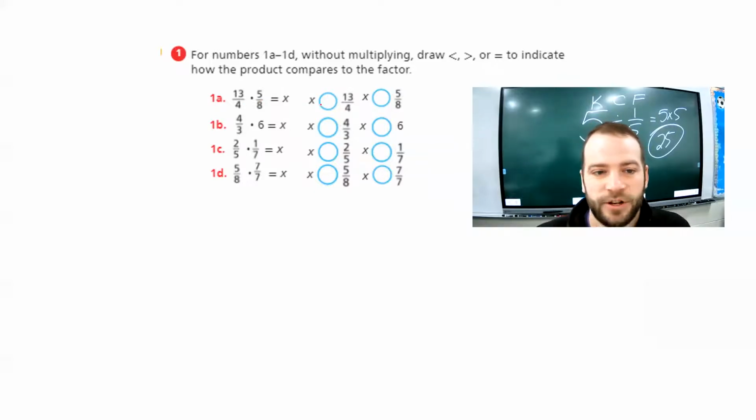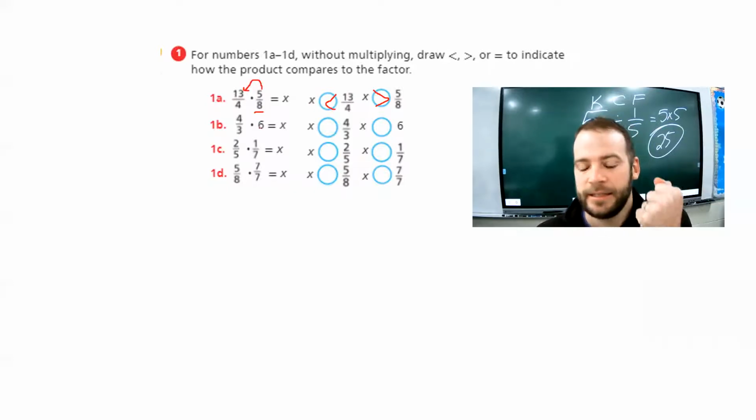So is the answer going to be bigger or smaller than 13/4? It's going to be smaller because 13/4 is getting multiplied by 5/8. Is the answer going to be bigger or smaller than 5/8? Well, the answer is going to be bigger than 5/8, because 5/8 is like, oh yeah, remember? I'm getting multiplied by a number bigger than 1. Yes.